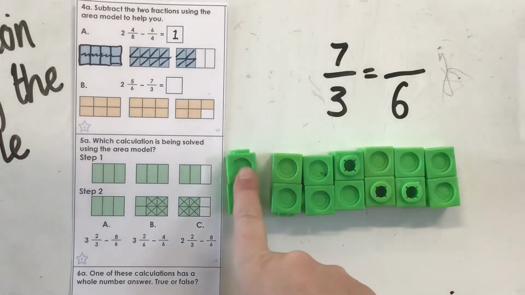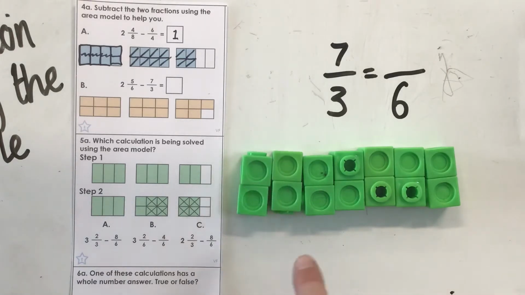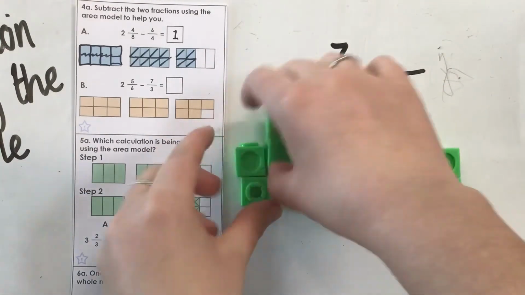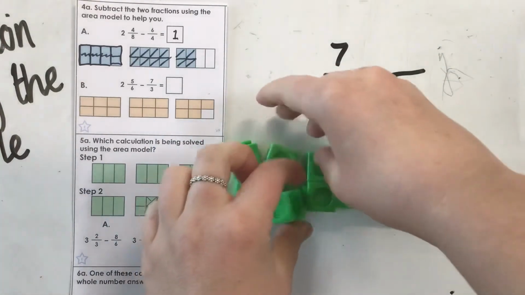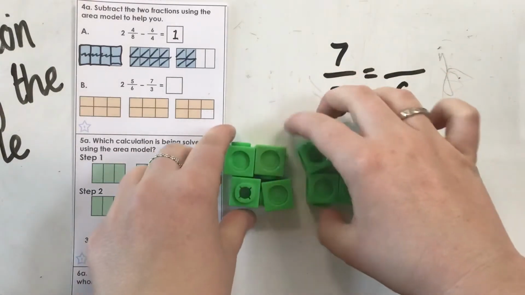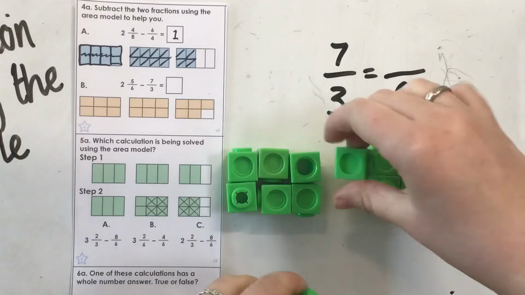cubes. So I've got my 7/3. Remember, a third is a bigger portion than a sixth, so that's why we've got 2 multi-link cubes to represent one of our thirds. So again, the relationship between thirds and sixths, we know that 6 is double 3. So we know we do 3 times 2 to get 6. And how we represent that is you're going to get double the amount of pieces. So we need to half our thirds to tell us what that is in sixths.